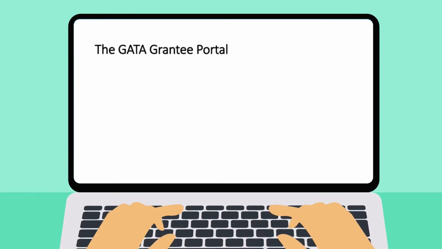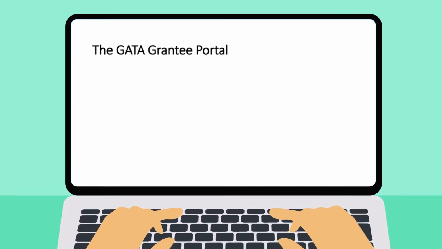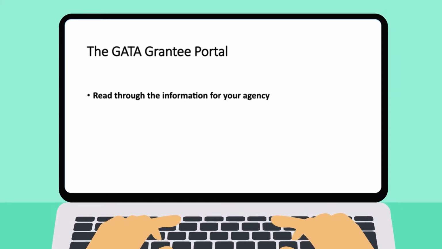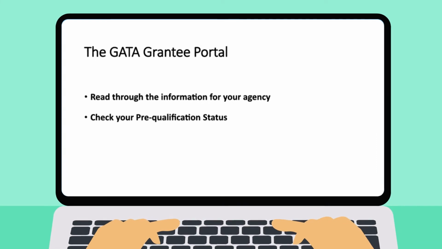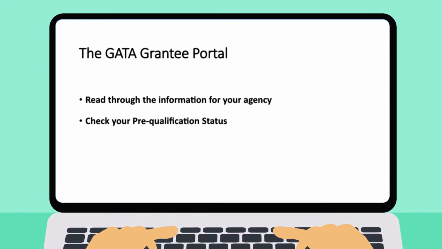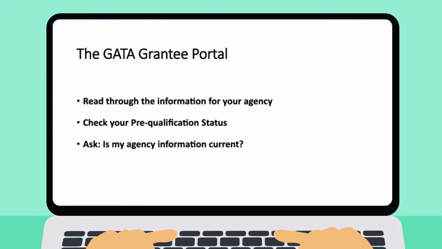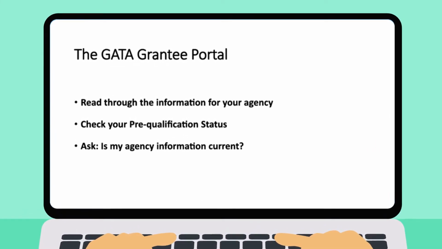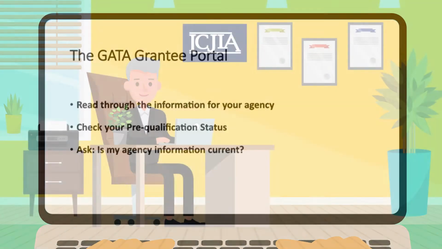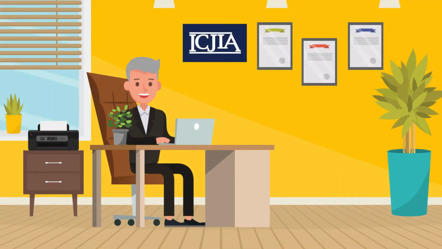As you read through the information on the GATA Grantee portal, you want to make sure that you are checking the pre-qualification status. Your pre-qualification status should always be in good standing. You also want to ask yourself, is the information for my agency current? Did people leave your organization who are still identified or listed in the portal? Did new people start in your agency who should be included in the portal?